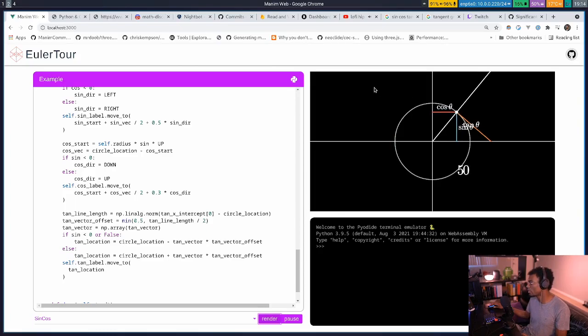So I have to flip it if sine and cosine have different signs. No. I have to flip it if they're... Here... I have to flip it if the cosine is negative. I don't know why that would be so difficult. But I'm pretty sure this won't do it either.